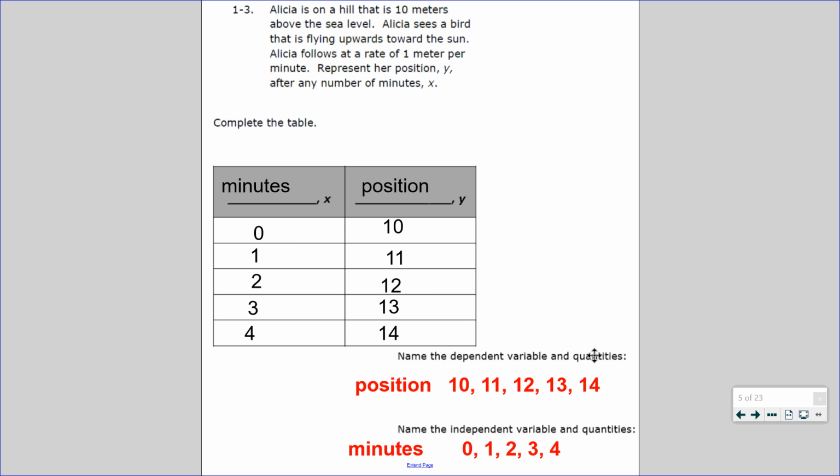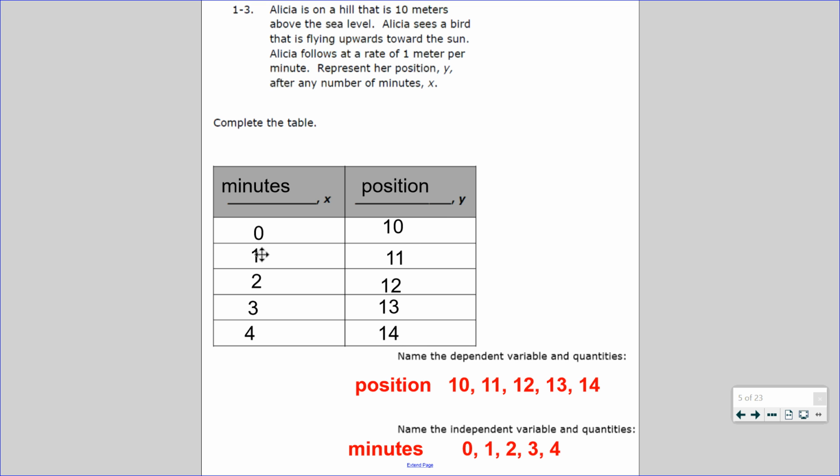Questions 1 through 3. Alicia is on a hill that is 10 meters above the sea. Alicia sees a bird that is flying upward toward the sun. Alicia follows at a rate of 1 meter per minute. Represent her position. So she's at 0 minutes. She's at 10 meters above the sea.